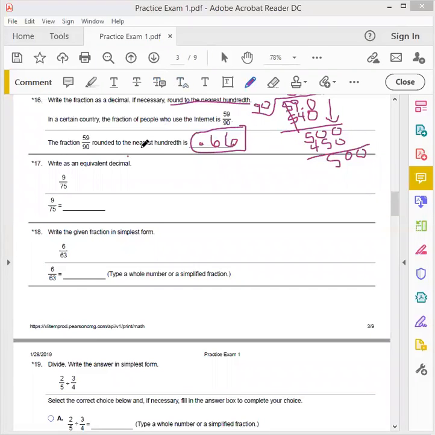All right, hello everyone. This is MAT0022. This is practice test 1, part 2. We're going to pick up where we left off at number 17, where we're asked to write 9/75 as an equivalent decimal.